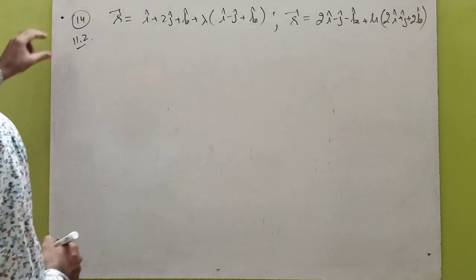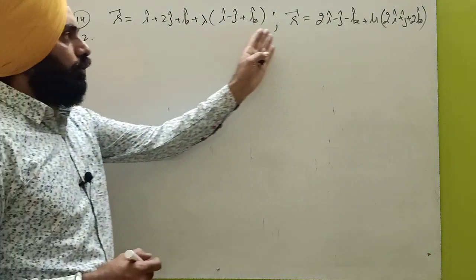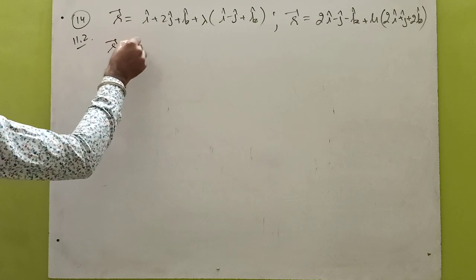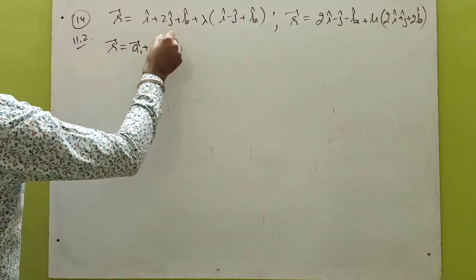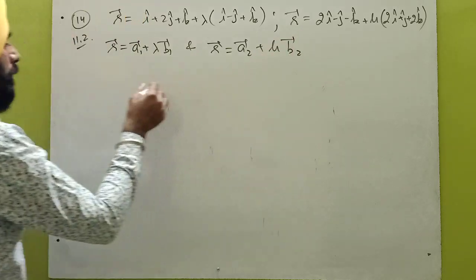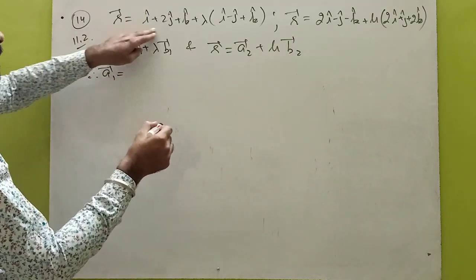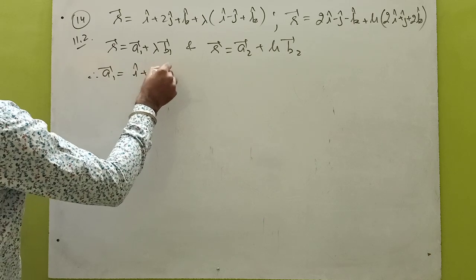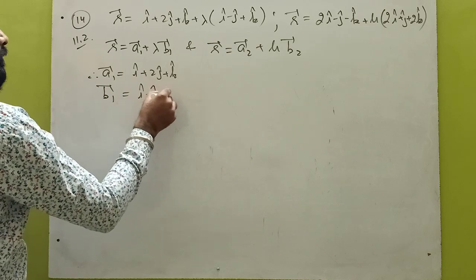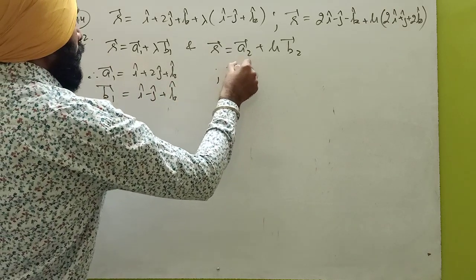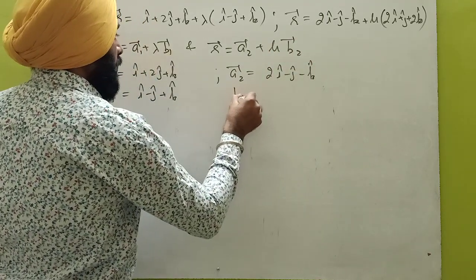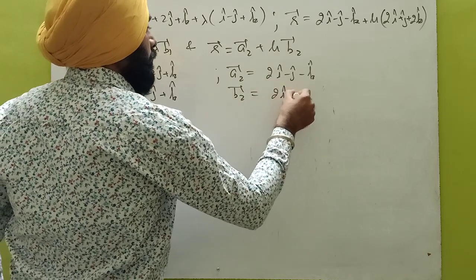Now let us consider question number 14 of exercise 11.2. We have to find the shortest distance between two lines. So first of all, compare these two lines with r = a1 + λb1 and r vector = a2 + μb2. By comparing, what is the value of a1 vector? This is a1 = i + 2j + k. And what is b1? It is i minus j plus k. Similarly, what is a2 vector? It is 2i minus j minus k, and b2 vector is 2i + j + 2k.